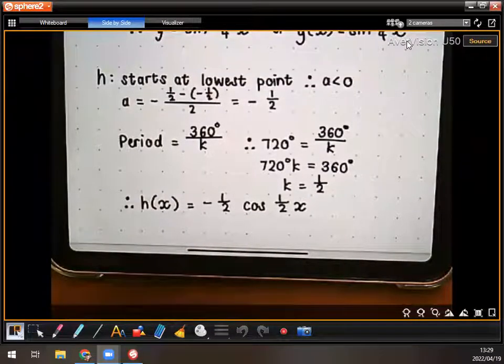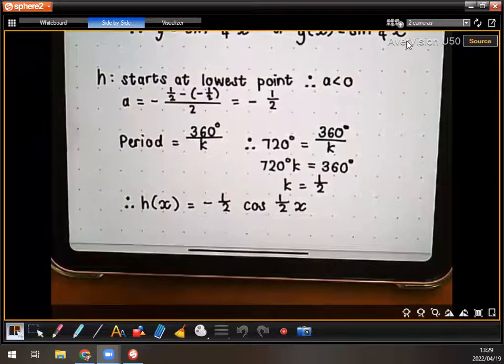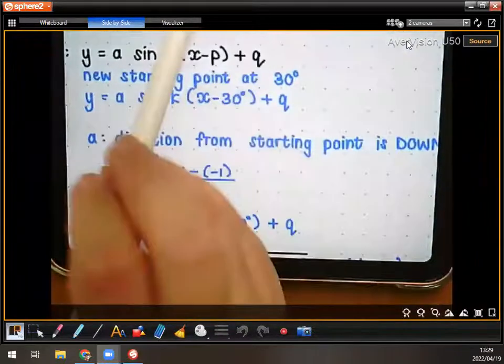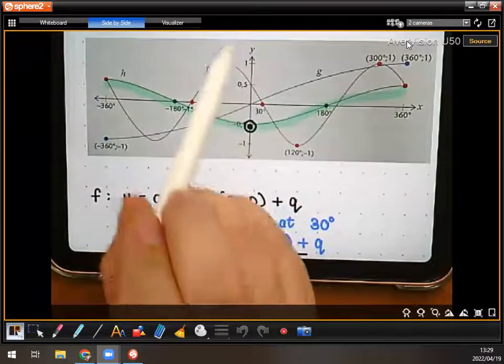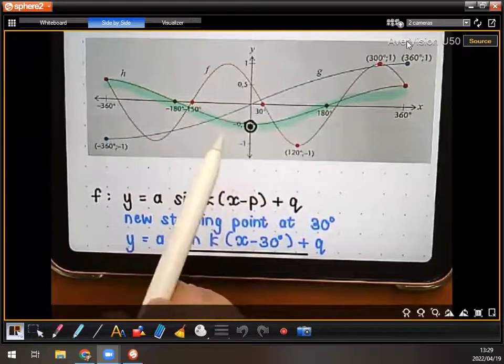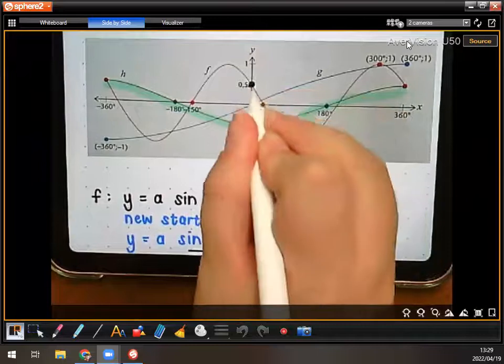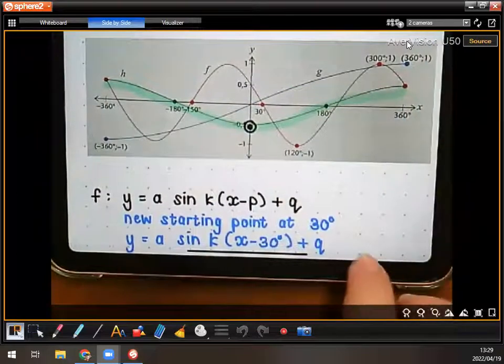Why is the A value negative? For this one here, it's because it starts at the lowest point instead of the highest point. The cos graph normally starts at 1 and then it goes down. This one starts at the lowest point. There, that's the starting point. So always look at the point on the y-axis. If it was a positive A, it would have started there and gone down the other way around. Okay, so that's how we did that.